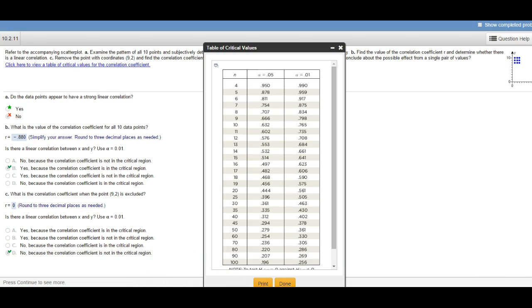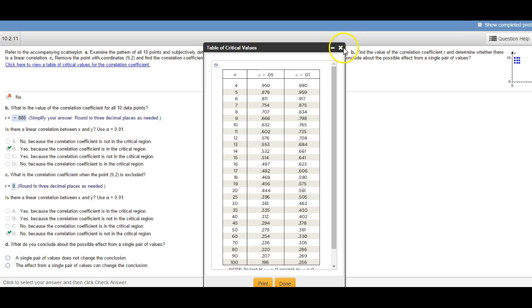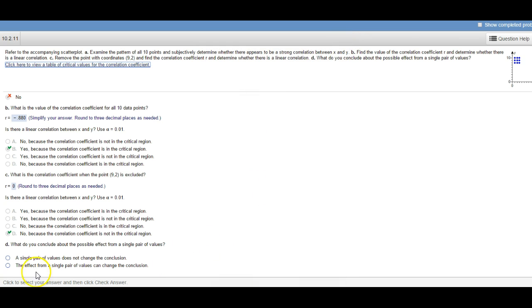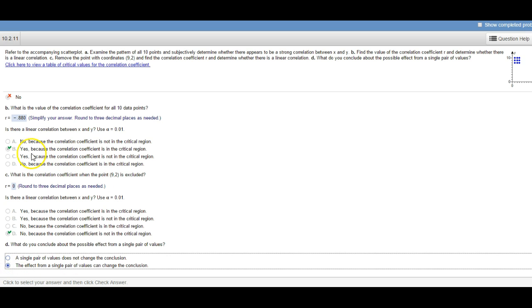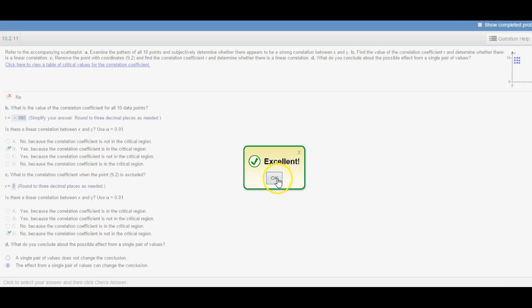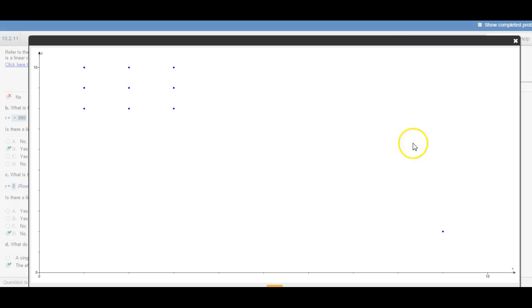And the outlier is what's causing this. What do we conclude about the possible effect of a single pair of values? A single pair of values can be completely different in the other direction with these questions. One single point can make something go from no correlation to strong correlation, just from one point.